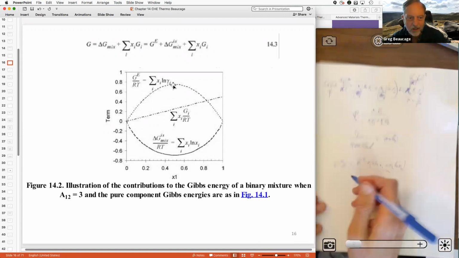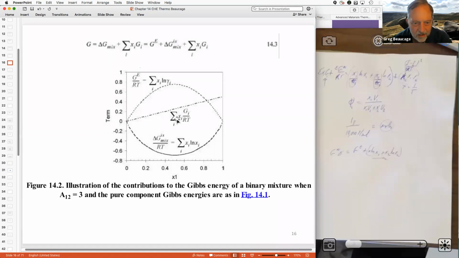So if you look at the composition, that sum of xi times gi over RT is just a straight line, because gi is just the component Gibbs free energies. Those are fixed numbers, so this is just linear in x. You want the total free energy for a system that's mixed. It's got this constant contribution going from pure 1 to pure 2, or pure 2 to pure 1. This is x1 on the x-axis.